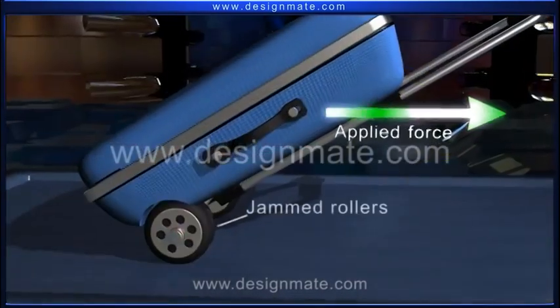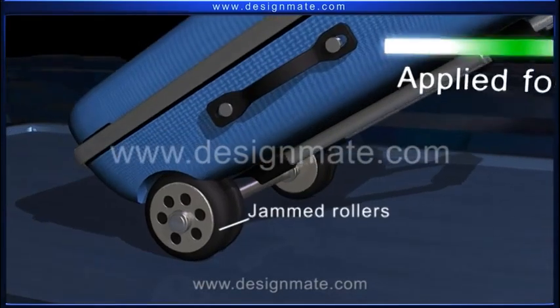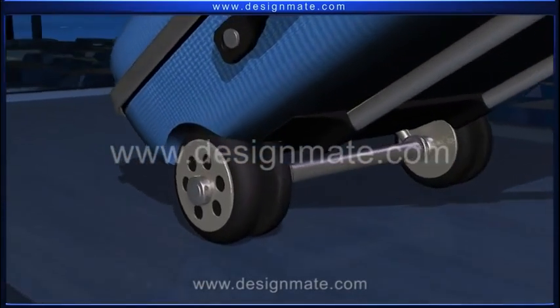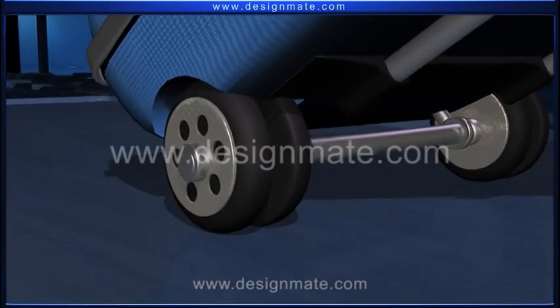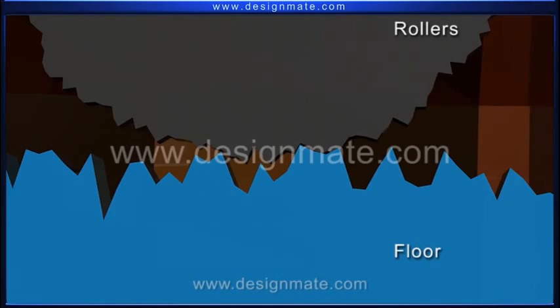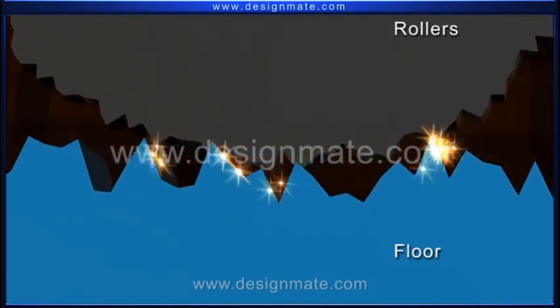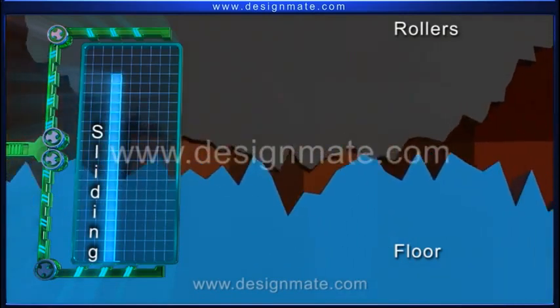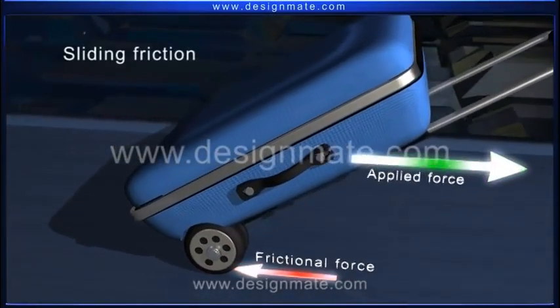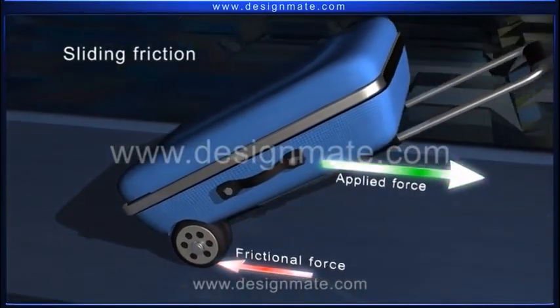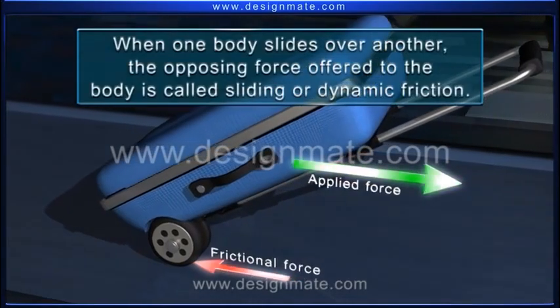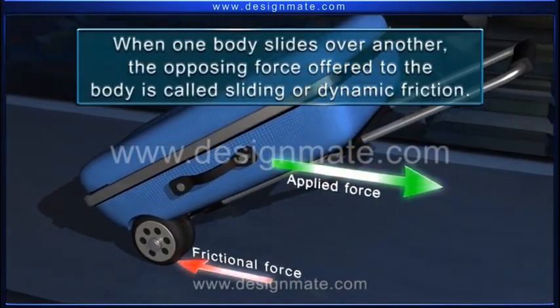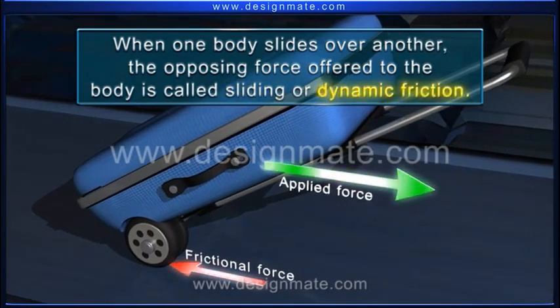To understand this, consider a luggage with jammed rollers being dragged by a person. Here the moving surfaces are directly rubbing against each other. The surface irregularities of the rollers and that of the floor are interlocked to a great extent. A force is required to overcome these interlocking irregularities, or friction. This friction is called the sliding friction, offering resistance to the motion of the luggage. When one body slides over another, the opposing force offered to the body is called sliding or dynamic friction.